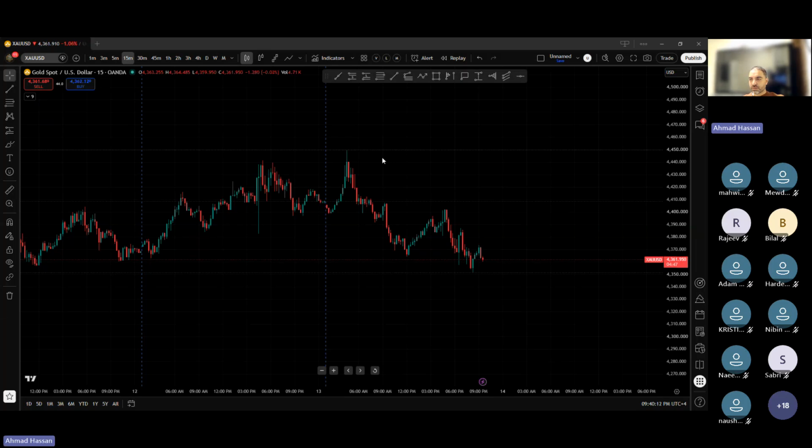week. So the reason for the meeting today is to discuss the indicator and which are the best settings which you can utilize to get the max out of these indicators which I've shared with all of you. I hope everybody has got the indicator access in their TradingView.